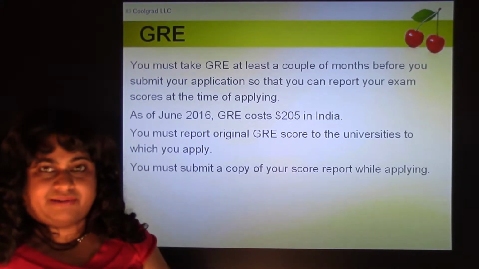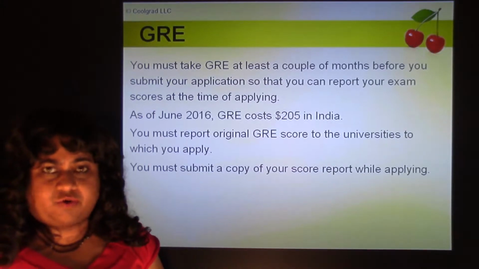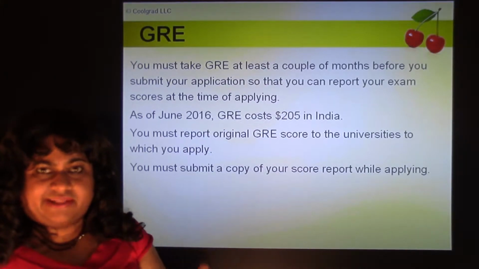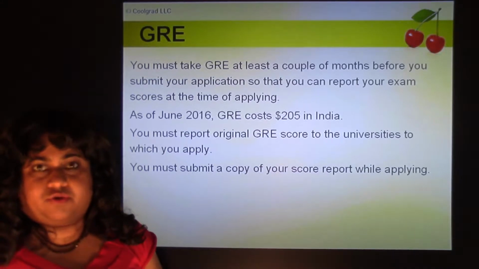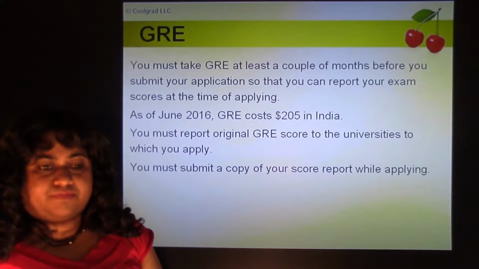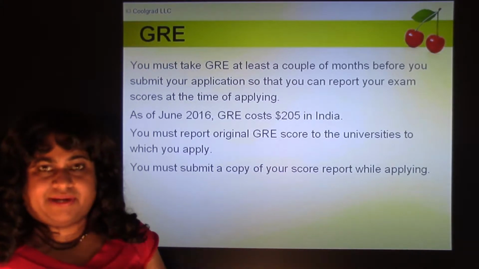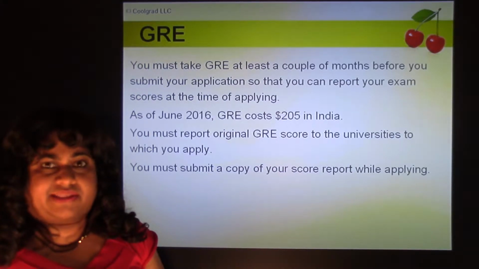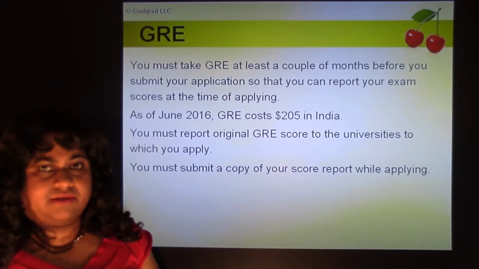When you complete the GRE exam, immediately at the end of the exam it will give you the verbal and quantitative scores. But the analytical writing scores will take at least 2 to 3 weeks for you to get. You have to submit the complete exam scores at the time of applying, so you have to take the exam at least 2 months before the deadline.